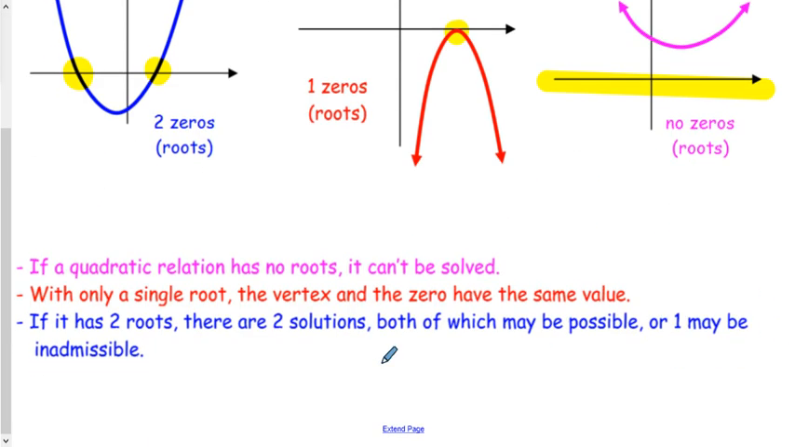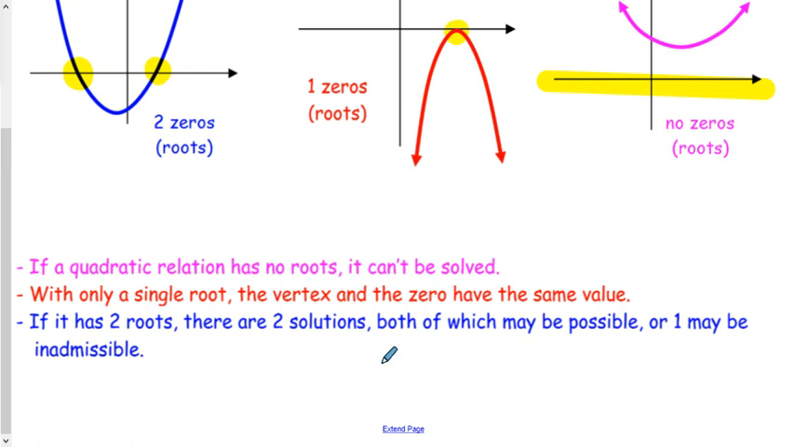All right, so a few important things here. If we have a quadratic relation and it doesn't have any roots, that means it can't be solved. There's no way to solve that quadratic equation. When we try and solve it, we get something called an imaginary number, which is what happens when you try and take the square root of a negative number.